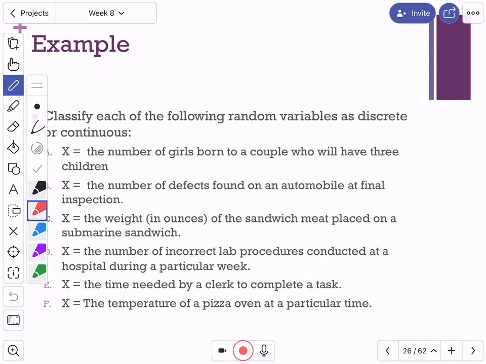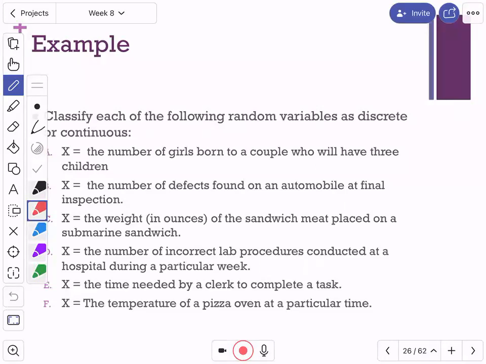It says the number of girls born to a couple, right? Who have 3 children. So first off, the minimum number of girls that can be born to a couple who have 3 children is going to be what? 1. Try it again. 0. Oh, what does 0 mean? 0 means that they were all what? All 3 children were boys, right? Do you understand that?